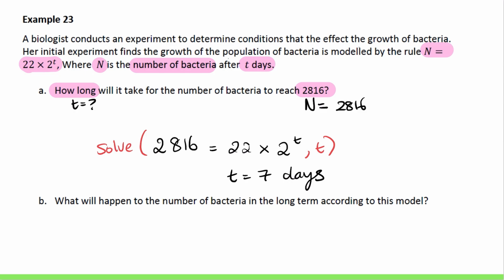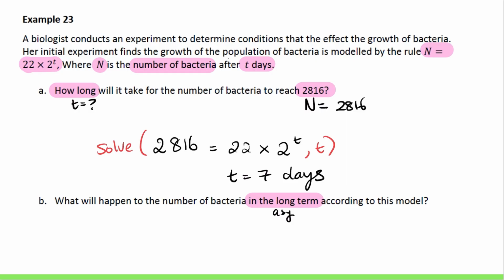Part B says, what will happen to the number of bacteria in the long term according to this model? Now, this is really nice because they've actually said those words "in the long term", which talks about the asymptote very specifically. Remember, in the other two scenarios, we kind of had to interpret it as, if left unattended, that means it's talking about the long term. So this is really nice. What will happen to the long-term behavior?